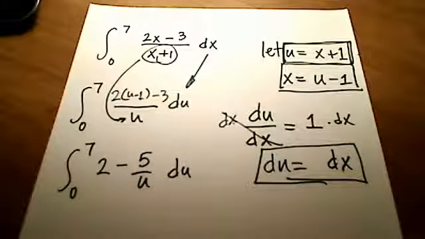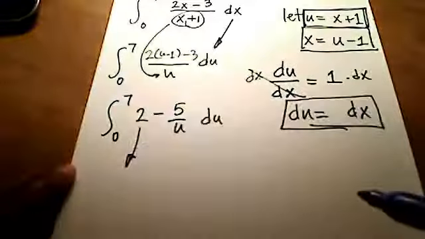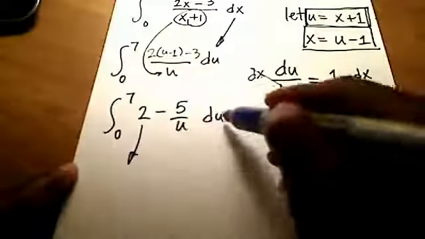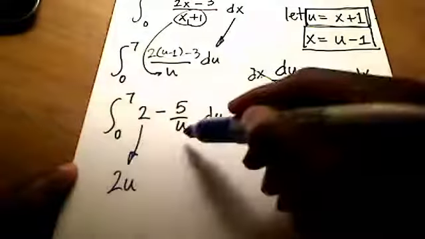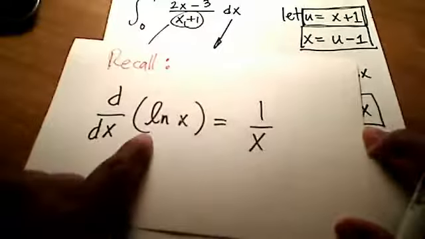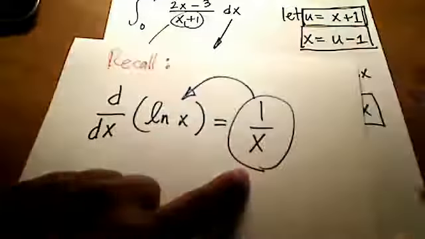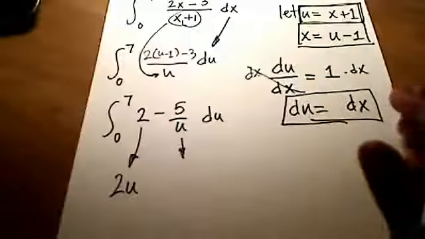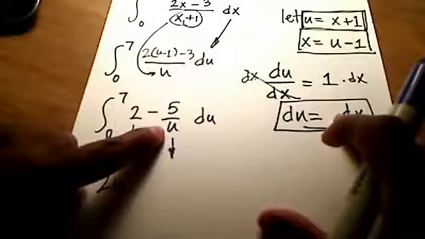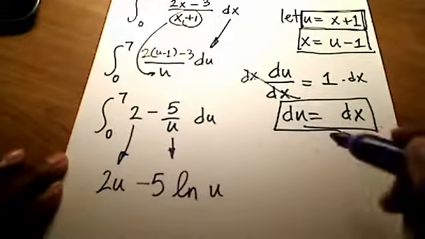Now why would I do that? Well, here's why. The antiderivative, or the integral, of 2 with respect to u is simply 2u. And for the next term, this is what I showed you earlier. Recall that the derivative of natural log is 1 over x. So the antiderivative of that goes back to natural log. So the antiderivative of negative 5 over u goes back to negative 5 natural log of u.